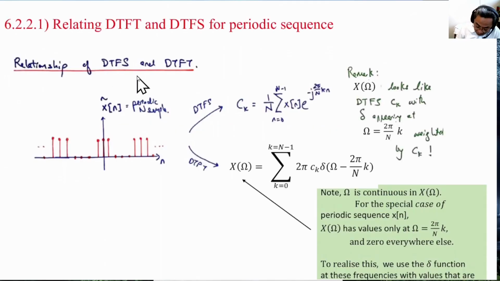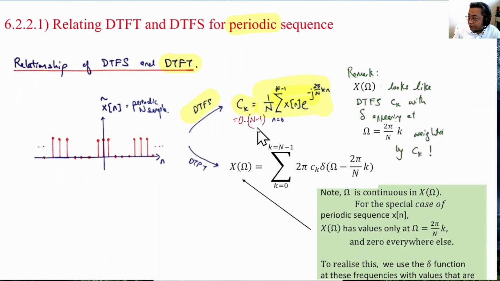The trick of getting the DTFT of a periodic signal is this. What we do is that we first compute the DTFS coefficients of the periodic signal. That's trivial. We just apply this equation, and in this equation we can take one single period and apply these equations to find Ck for k equals 0 to N minus 1. Now once we have found Ck, we have just simply found the DTFS representation of this periodic signal.